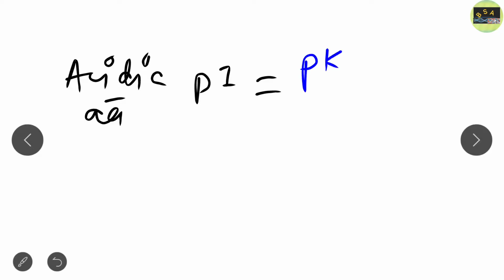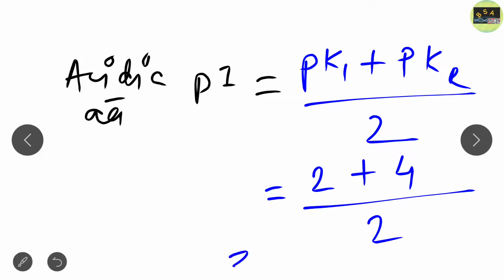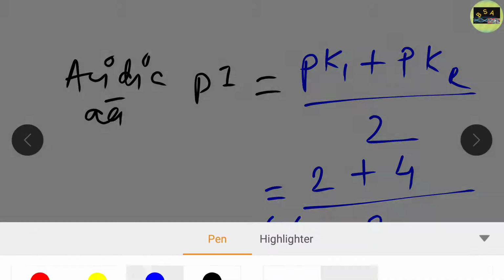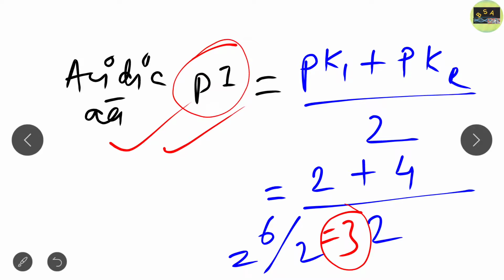pK1 plus pKr by 2. So we can take pK1 as average 2, and pKr for glutamic acid we can take as an average 4. So 2 plus 4, that is 6 by 2, becomes 3. In this way you can calculate the pI for acidic amino acid with an ionizable side chain.